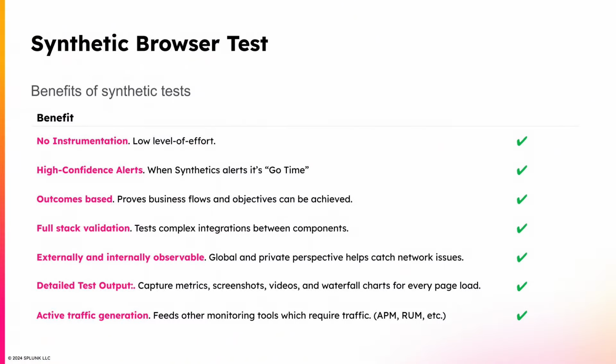All right, let's talk about why synthetic testing is such a game changer. We're talking about benefits like high confidence alerts, internal and external observability, active traffic generation, the list goes on. And as someone who's been in the observability trenches, my favorite perk are those high confidence alerts. When synthetics are dialed in right, these alerts become your best friends, giving you reliable signals that matter. That means that when one fires, it's go time, real impact for real users.